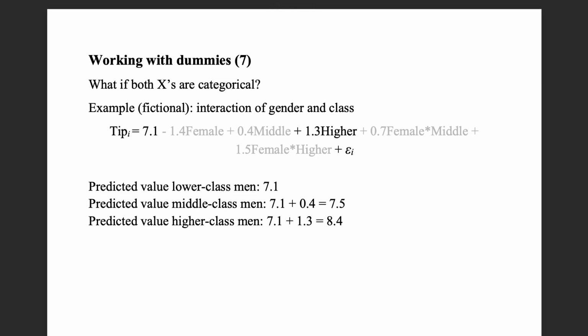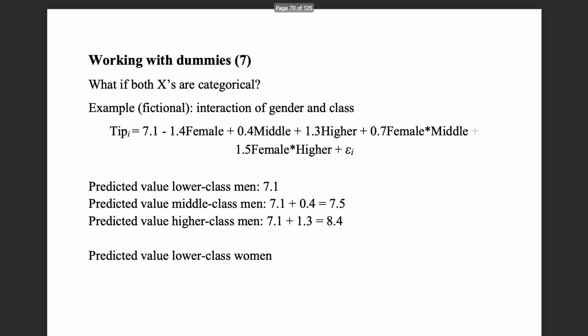So in other words, what is the predicted value for higher class men? Well, it's the constant of 7.1 plus 1.3, the main effect for higher class. So we now know that the predicted value for higher class men is 1.3 points higher than it is for lower class men, the reference category, which works out to a predicted value of 8.4. And then we can do the same thing for women.